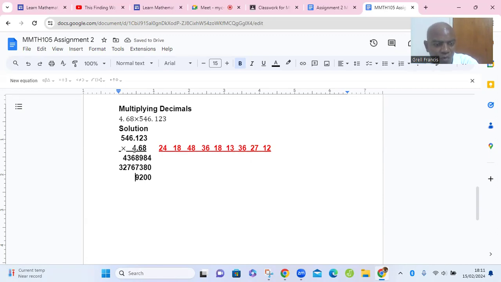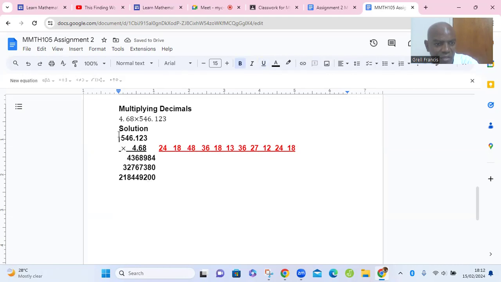Then we go 4 1s are 4. 4 6s are 24. And number 4. And we have the 2 to deal with. 4 4s are 16 and 2. That will give us 18. And number 8. And we have the 1 to contend with. 4 5s are 20 and 1, 21. So make sure that they are aligned properly.